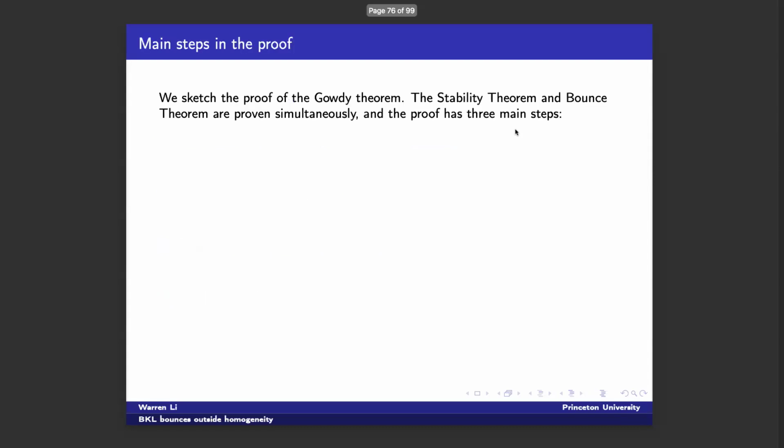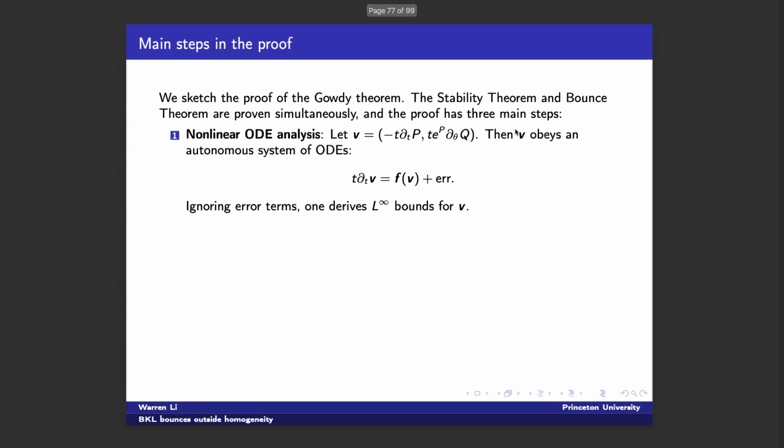I can explain. Let me say a few words about the proof. Both of the theorems are proven simultaneously, and there are three main steps. The first step is understanding the nonlinear ODEs. Remember we defined these variables that I called curly p and curly q on the previous slide, and I just throw away the error terms, and I want to say that these objects obey some system of nonlinear ODEs, and I propagate L infinity bounds just by understanding solutions. Even though they're nonlinear ODEs, I can still bound them.